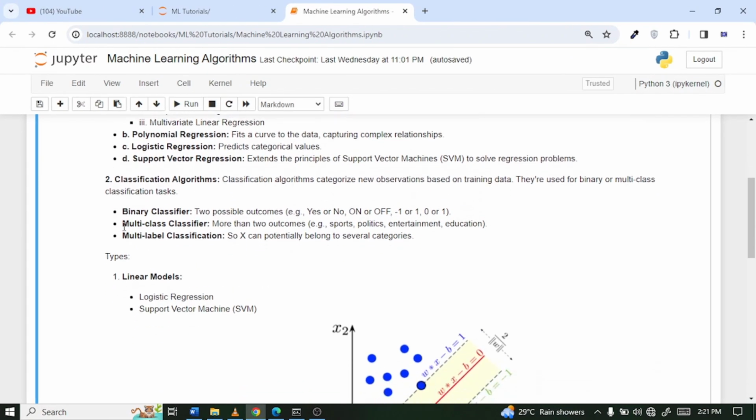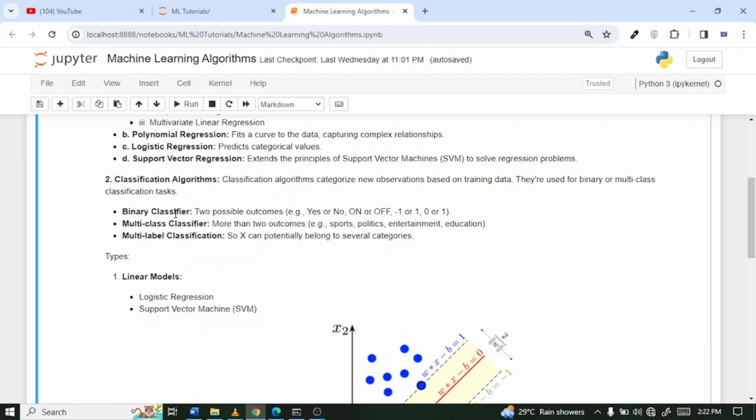Now the next one we will talk about is classification algorithms. Okay. So with regression algorithms, the output is continuous data. But with classification algorithms, the output is categorical, that is, the output is being categorized or added to a certain group of categories. Okay, so that is when we use classification algorithms. And we have some types, or let me say, forms. Okay, we have binary classifier. With this one, the possible outcomes are two. It's either yes or no, on or off, minus one or one, zero or one. So no matter what, the possible outcome should be two. That is when we use the binary classifier.